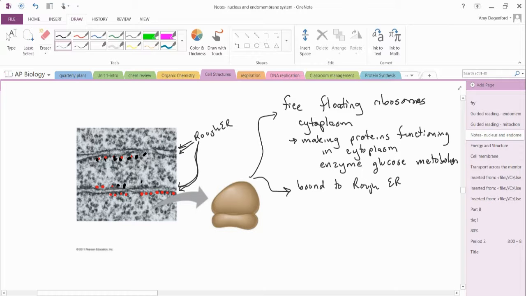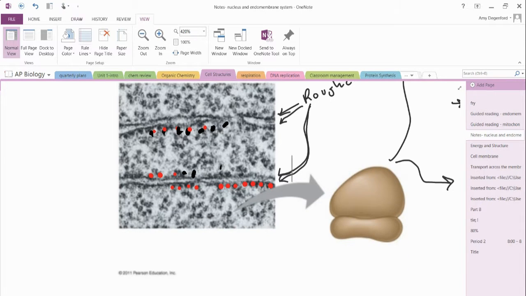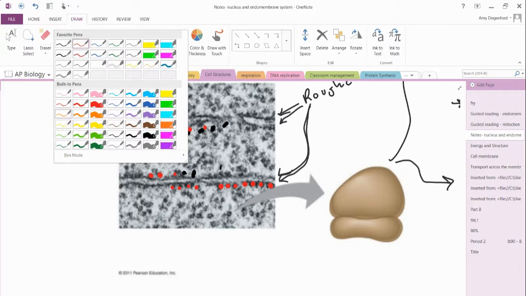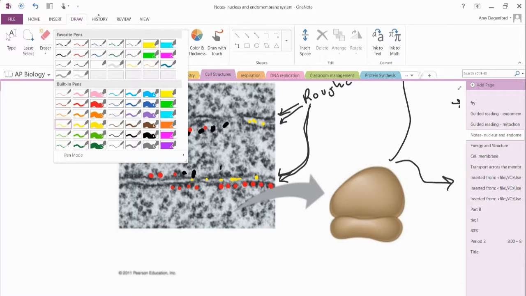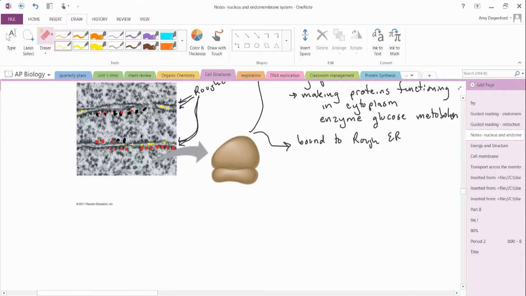What will happen, and I might have to zoom in on this so you can see, or I can draw something in it, is that these guys are going to be making proteins, and these proteins are going to go inside the lumen of the rough ER. So just on this electron microscope picture, the yellow would be the proteins. This is going to be highly important because that's going to give us an idea of what kind of proteins and what these proteins do.